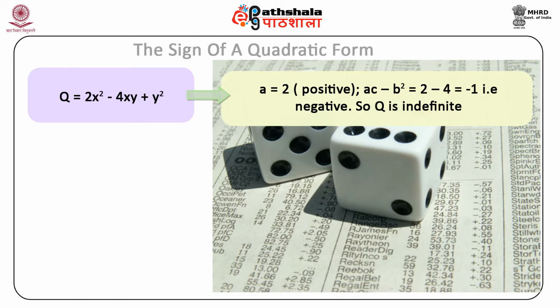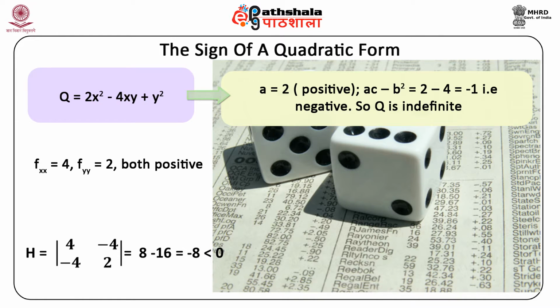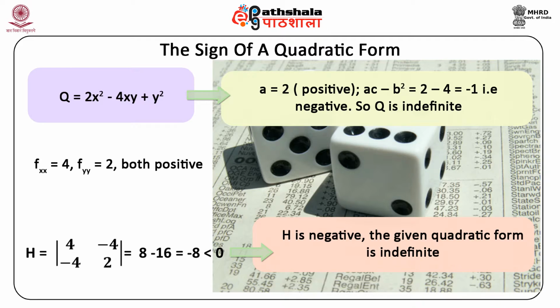Here, a is equal to 2, positive, ac minus b square is equal to 2 minus 4, which is equal to minus 1, that is negative. So q is indefinite. In terms of partial derivatives, fxx is equal to 4 and fyy is equal to 2, both positive. H is equal to determinant of 4 minus 4, minus 4 2, which is equal to 8 minus 16, which is equal to minus 8, less than 0. Hence H is negative, the given quadratic form is indefinite.